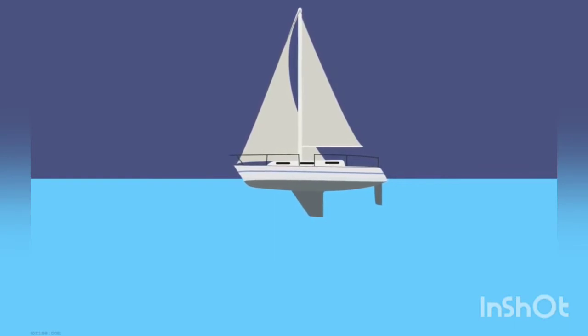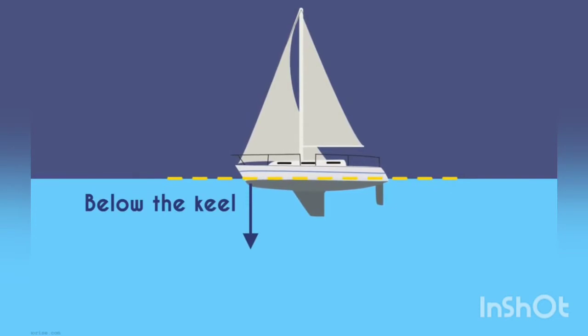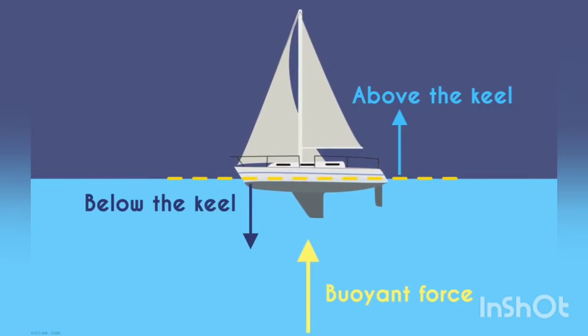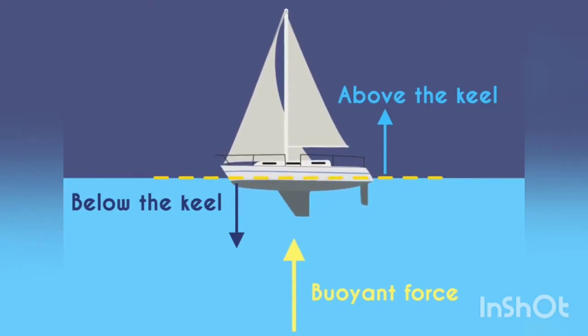It's simple. See, if the weight of the water displaced by the vessel below the keel is equivalent to the vessel's weight, then everything above the keel will remain afloat. That's because the water also applies an upward buoyant force on the ship, which is the same as the weight of the water displaced by it.